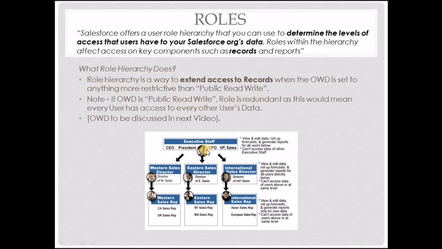Similarly, an executive staff can look into all the data which is available, both of the Western Sales Director, the Western Sales Rep, and any other in this chain. This basically allows the executive staff role to access all the data which is not just their own but of different users, based on where they stand on the role hierarchy. Please note that we're going to learn about OWDs in the next lesson.